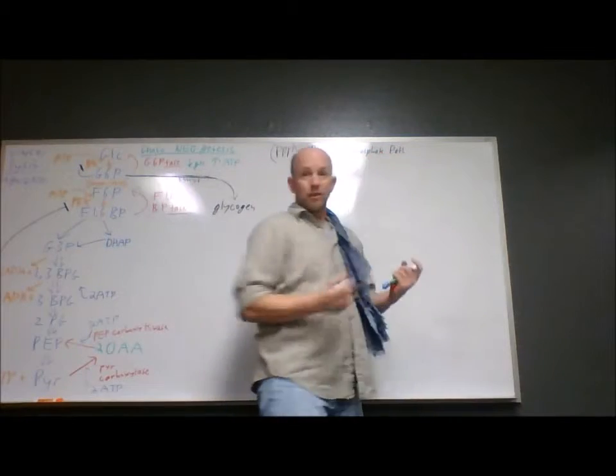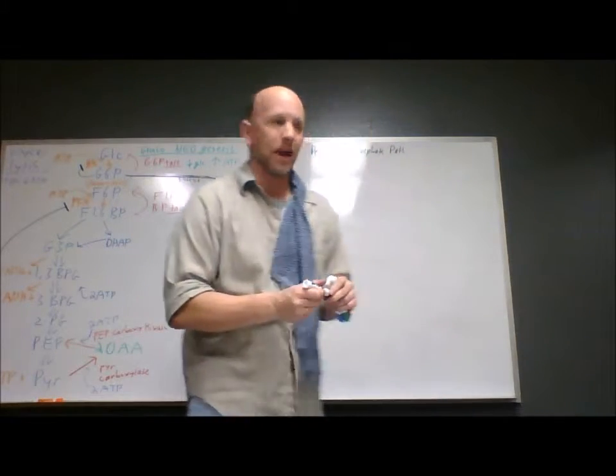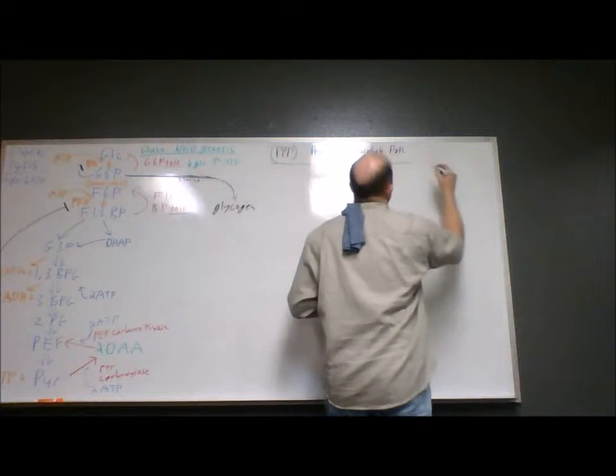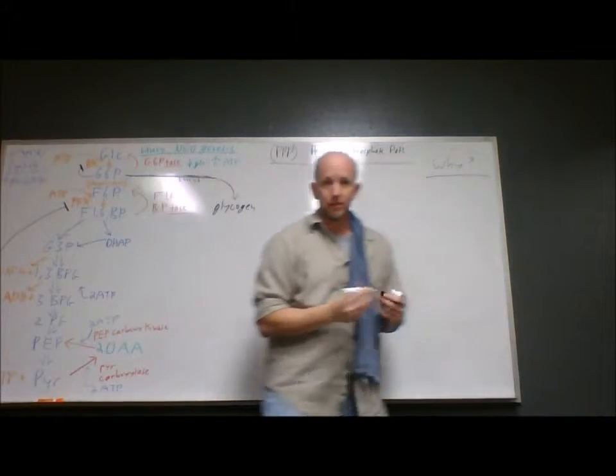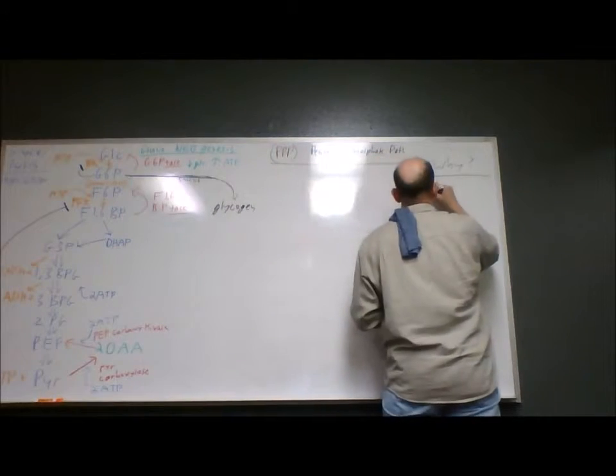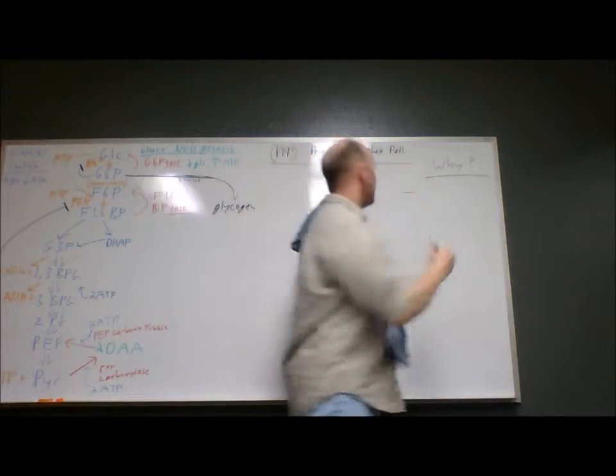So the next thing we're going to talk about very briefly is the pentose phosphate pathway, PPP. You may ask yourself, why? Well, the reason why we're doing it is because of the MCAT. It's on the MCAT. But the reason why we do it biologically is to get ribose and something else.